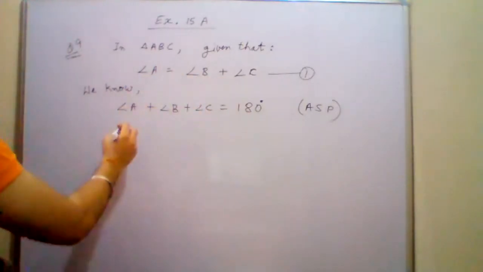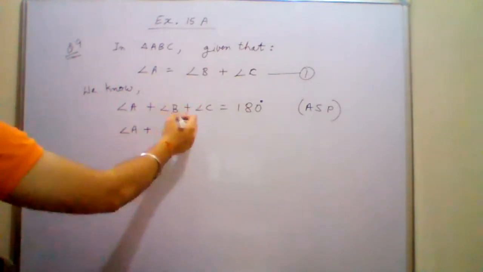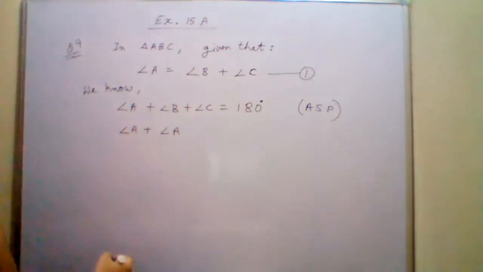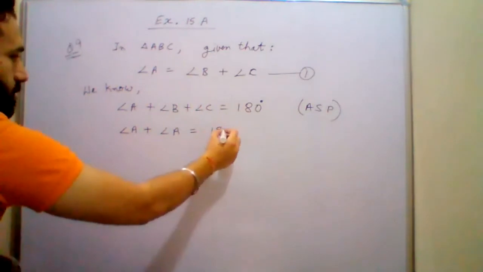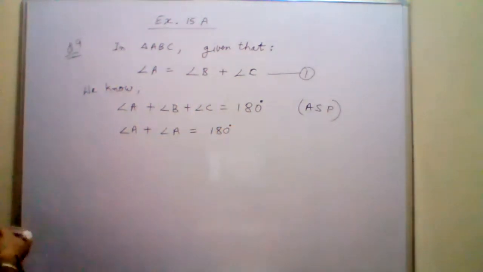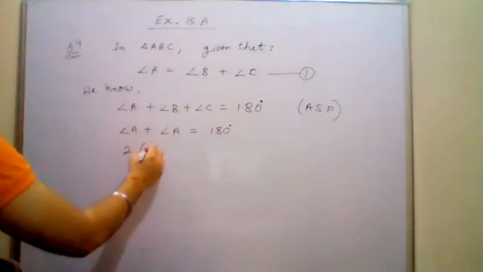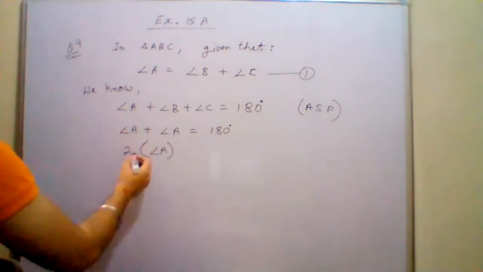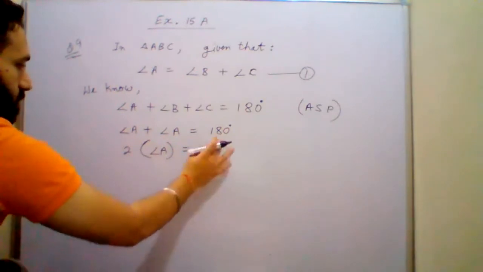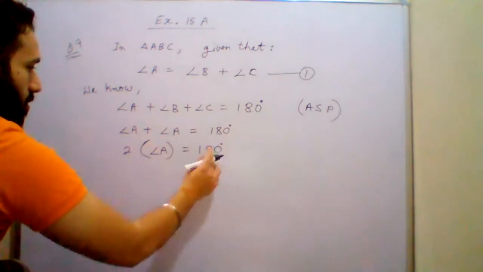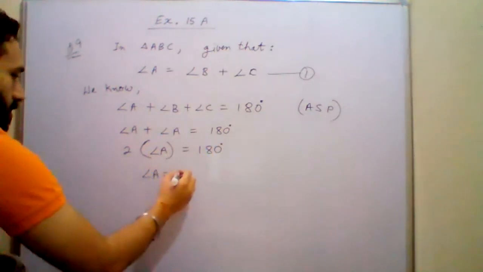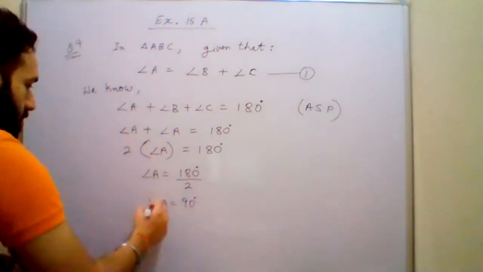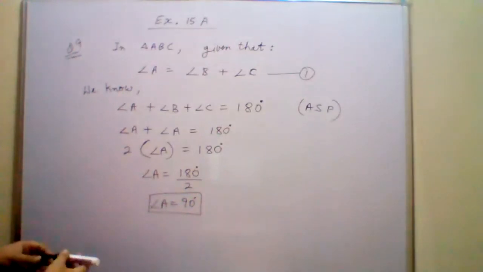Here I can write angle A in place of angle B plus angle C. Angle A plus again angle A, because the sum of angle B and angle C is equal to angle A, equals 180 degrees. Angle A plus angle A becomes twice angle A. Got it? So 2 times angle A is 180. So angle A is equal to 180 upon 2. Angle A is equal to 90 degrees. This is the answer.